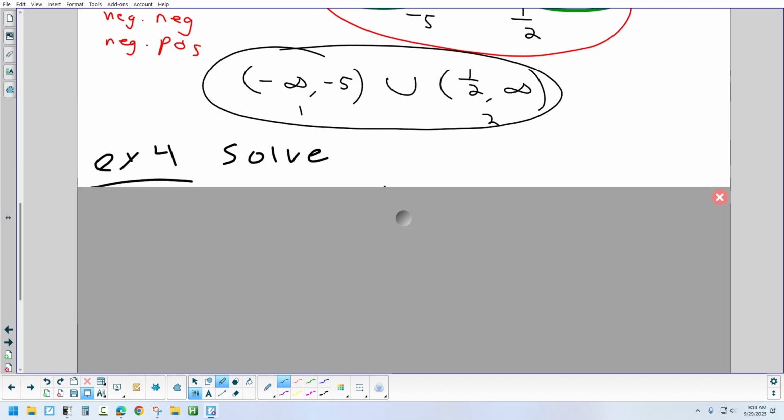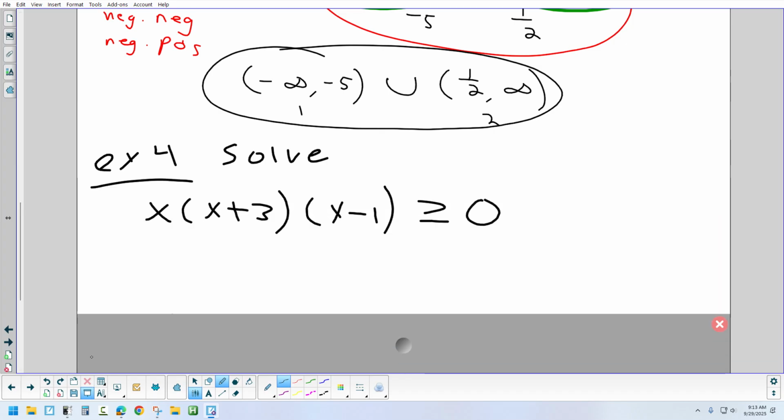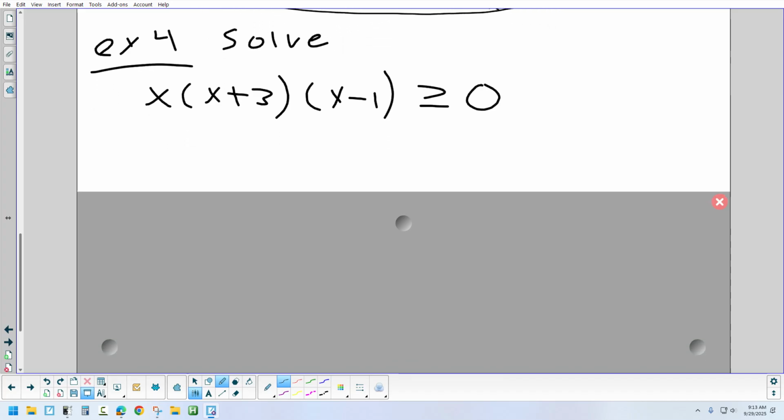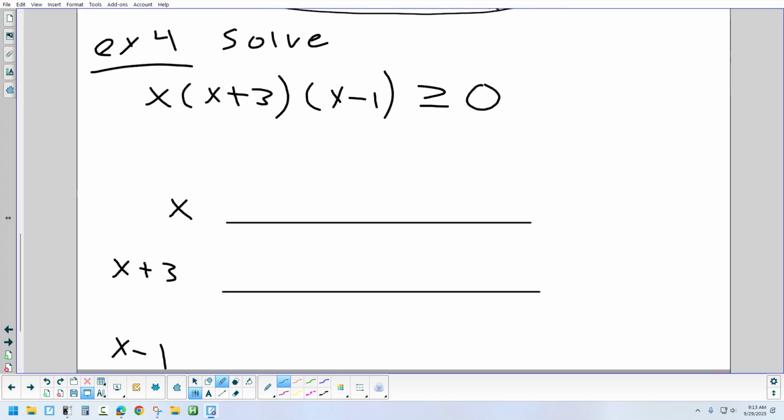All right, let's try another one. Now, this one is already factored for you. Okay, it's a cubic. Factoring's already done, so you don't have to worry about that part. We just need to graph our number lines.